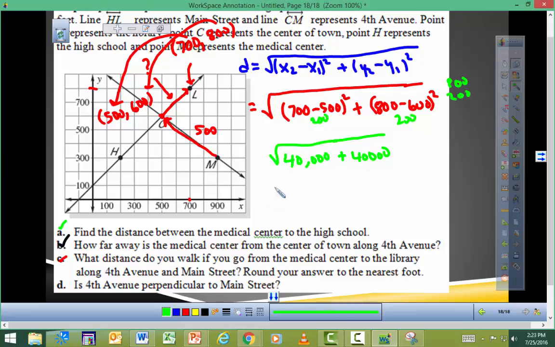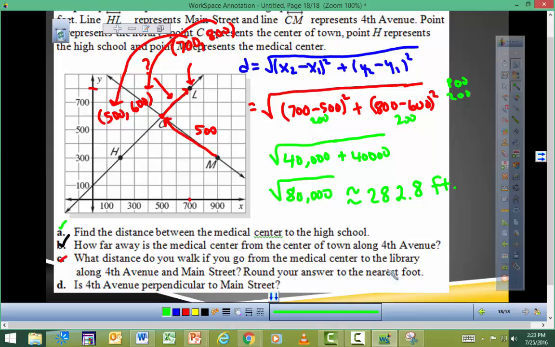So what we find out, and probably I should use a calculator for this, is that's going to be the square root of like 80,000. What is the square root of 80,000? Let's see here. I get, this is approximately 282.8 feet.